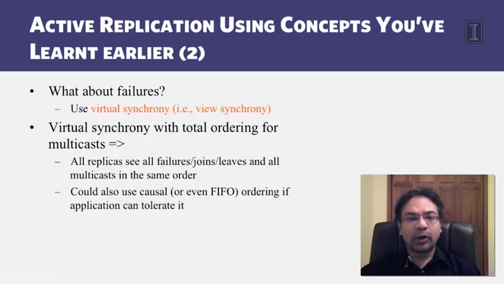So what about failures? How do you incorporate failures into this multicast? Once again, as we have seen before in our discussion of multicast, you can use the abstraction known as virtual synchrony or view synchrony, which orders failures along with multicasts within the group. So if you use virtual synchrony with total ordering for multicasts, essentially all the replicas see all the membership changes, failures, joins, or leaves, in the same order, and also the multicasts in the same order, and both of them, multicast and the membership changes, in the same order. Now you can use total ordering here, but if your application is okay with a slightly weaker form of ordering, which is causal ordering, that might be fine too. You could use that, or even FIFO ordering if your application is willing to live with that.